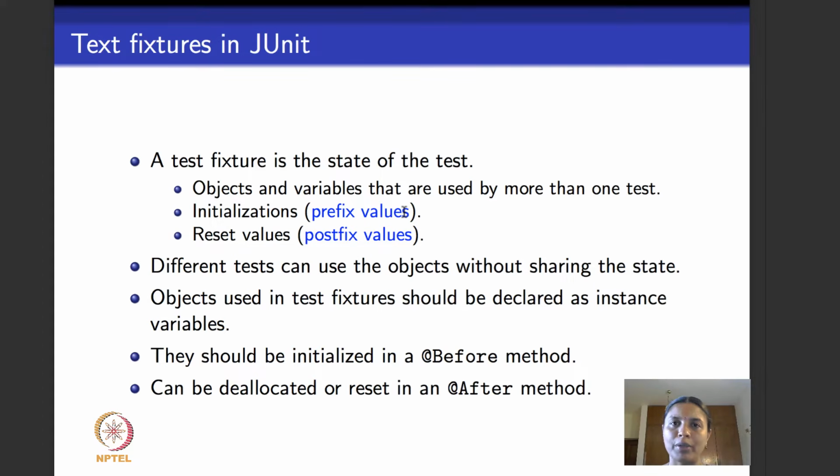Assertion is the core component which tells you when a test case is passed or failed, right? Now we still have to write prefix values, postfix values. How do you do that? Prefix values are initialized in what is called a @Before method. And postfix values are given in a method called @After method, right? The names are very intuitive and very easy to remember.